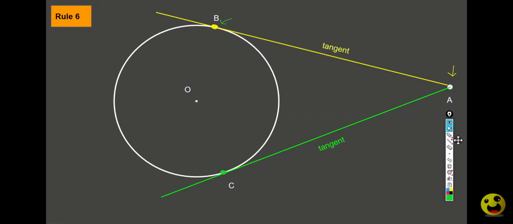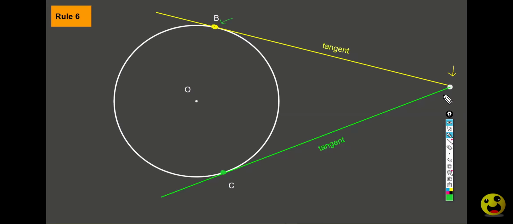Rule 6 starts with a circle, and you have a point outside the circle, and you're drawing two tangents starting from point A. Another word for starting is originating. You will see most textbooks say the two tangents originate, that means start, from point A. Anytime you choose any point outside a circle, it's always possible to draw two tangents from that same point. If you use your imagination, you will always be able to imagine two tangents.